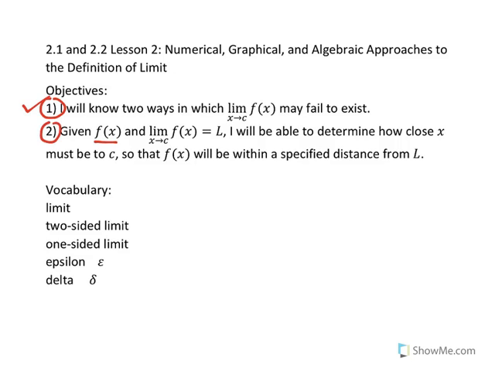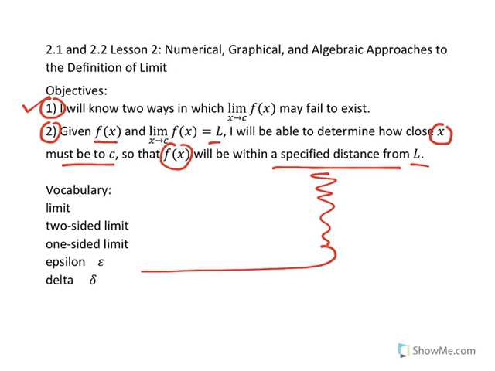Given f of x and the limit of f of x as x approaches c is equal to L, you will be able to determine how close the input values have to be to c so that the output values will be within a specified distance from L. That specified distance from L is signified by epsilon, and how close the input values have to be to c is specified by delta. So that's where epsilon and delta come in.